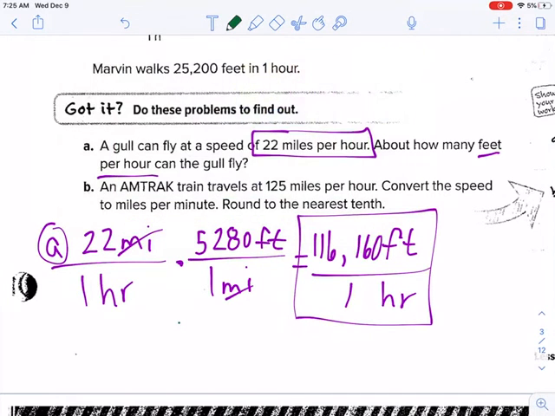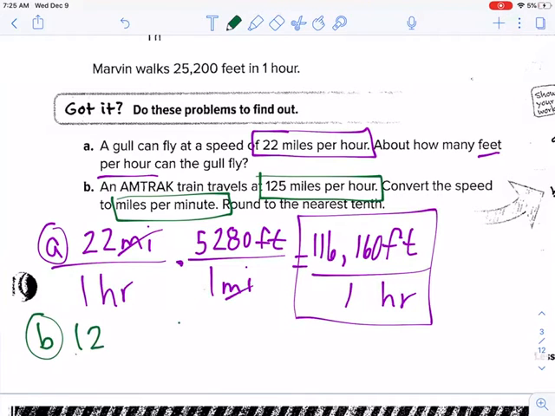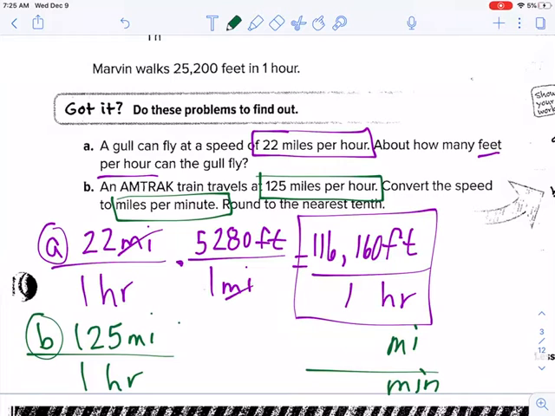All right, if you look at letter B, this is an Amtrak train. It travels at 125 miles per hour. We want to convert that to miles per minute. So we're starting with 125 miles in 1 hour, and we're going to miles and minutes. So the miles aren't changing on the top, but the hours to minutes are. So we know there's 1 hour and 60 minutes. Again, I put the hours diagonal so they cancel out. I'm only left with miles and minutes, which is what we wanted.